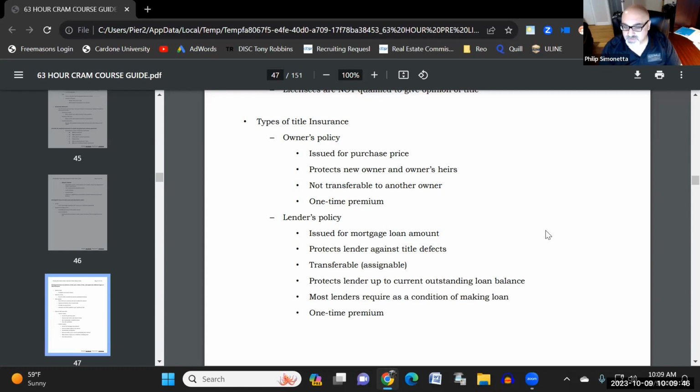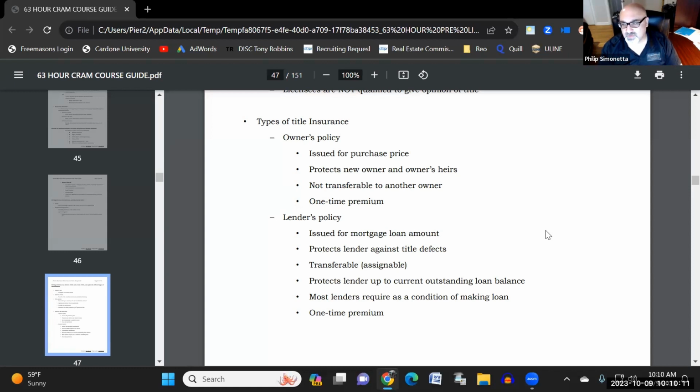The lender's policy is issued for the mortgage loan amount. It protects the lender against title defects. It's transferable, which means it's assignable. It protects lender up to the current outstanding loan balance. And most lenders require it as a condition of making a loan. If you don't have a lender's policy, they will not give you the funds for the loan in most cases. And it's a one-time premium paid at closing.